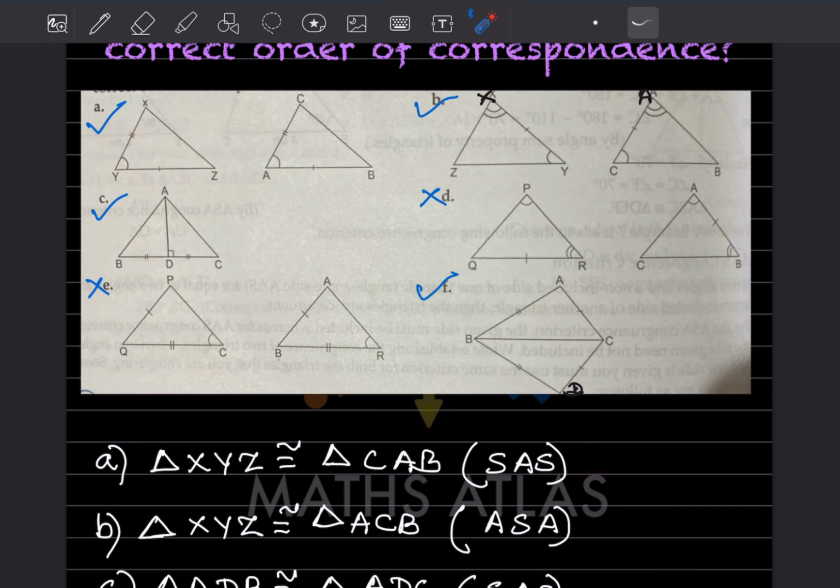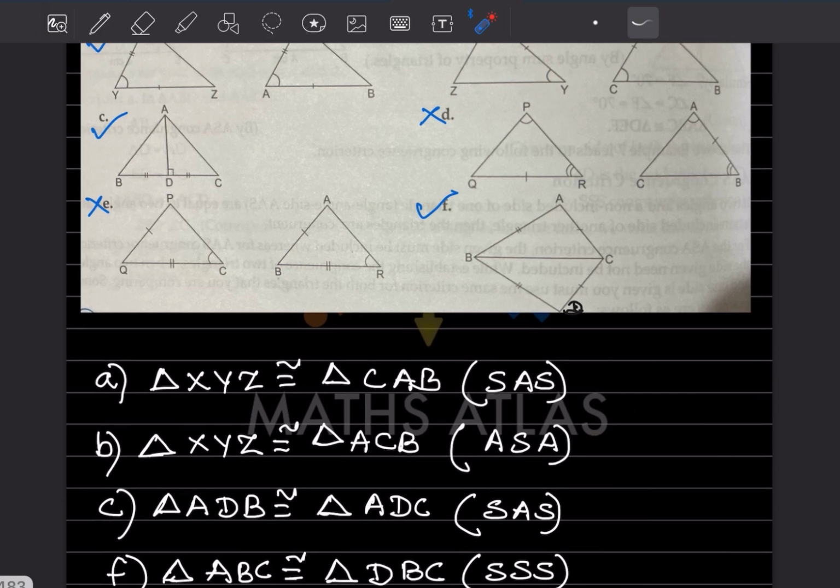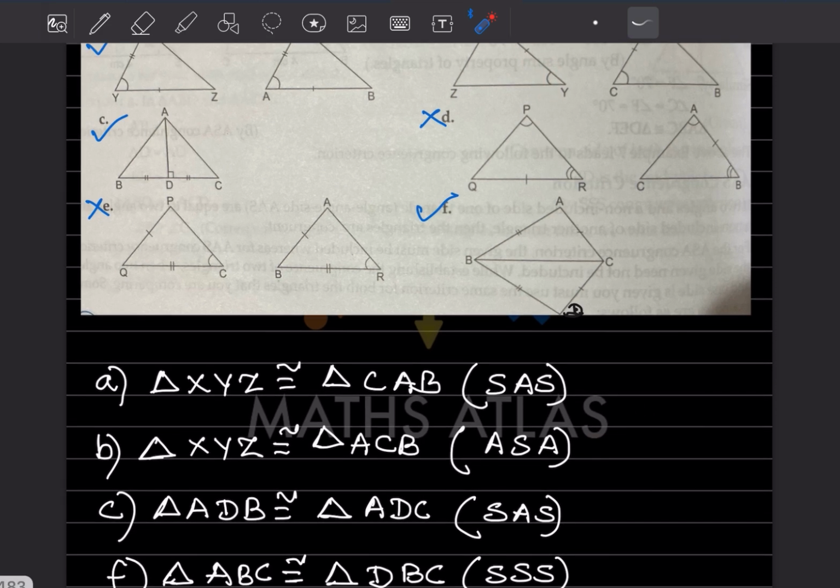Again for B, we can go this way, X, Y, Z. And here you are going to go this way because we have the congruent side over here. You cannot go the other way since you went this way. So X, Y, Z and ACB. How is that going to be? This is angle, then side, and angle. So ASA.